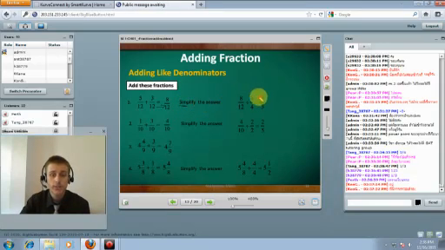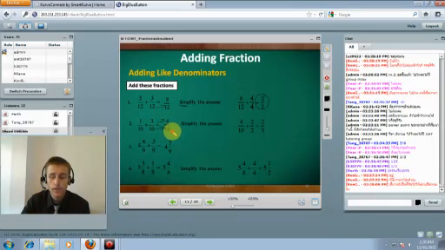Simplify your answer. So 8 over 12, the numerator and the denominator can both be divided by 4. Simplifies to 2 over 3. In number 2, we have 1 over 10 plus 3 over 10. 1 plus 3 is 4. We carry the denominator over. We have 4 over 10. Simplify your answer. Both can be divided by 2. The answer becomes 2 over 5.